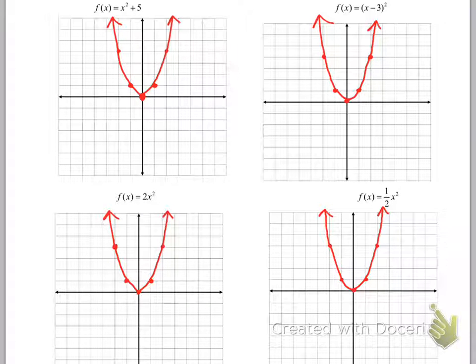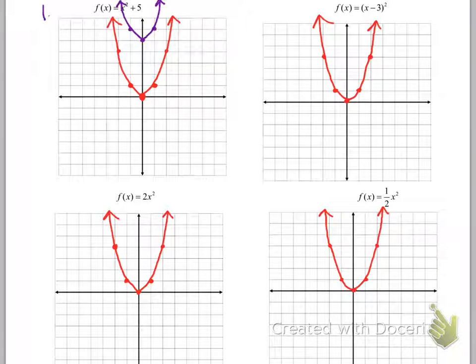So for the first one, up here, I want you to plug in x squared plus 5 in your calculator. Then go to your table and plot those points. I'm going to do the same thing, and these are the points that I got: (0, 5), (1, 6), and (-1, 6). So this is my, let's draw that a little curvier, this is my quadratic function.